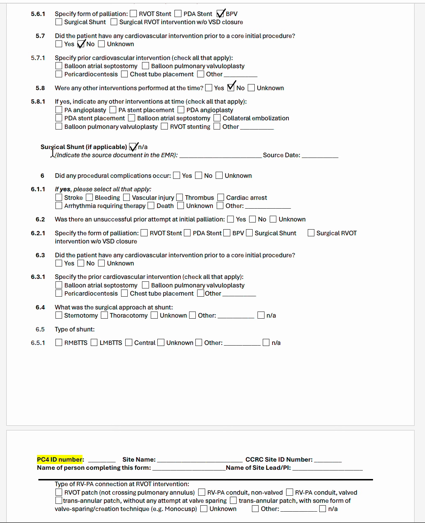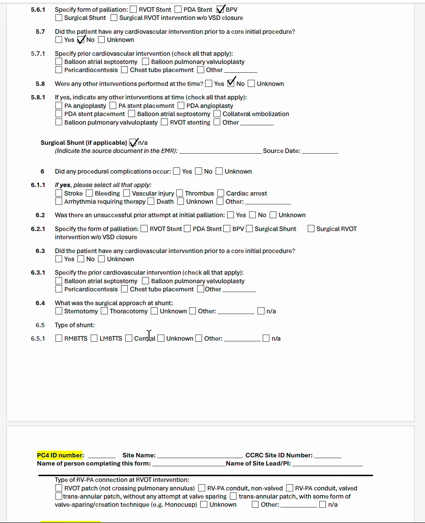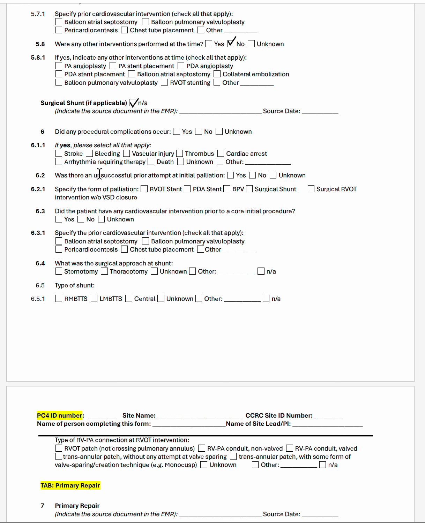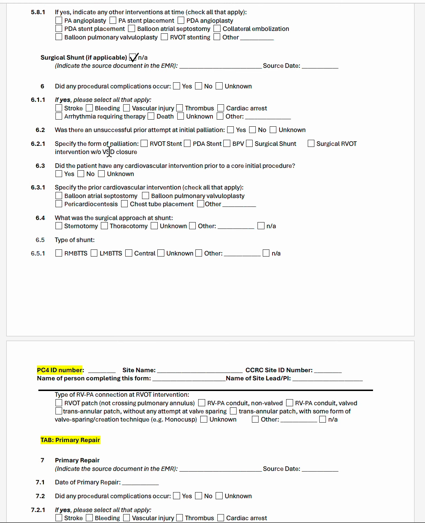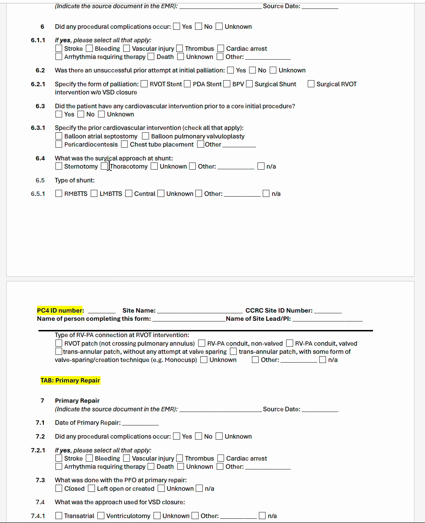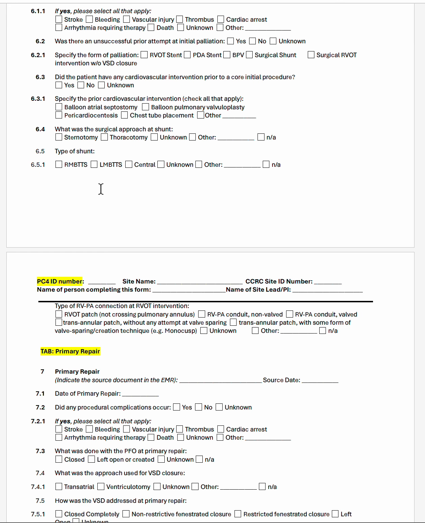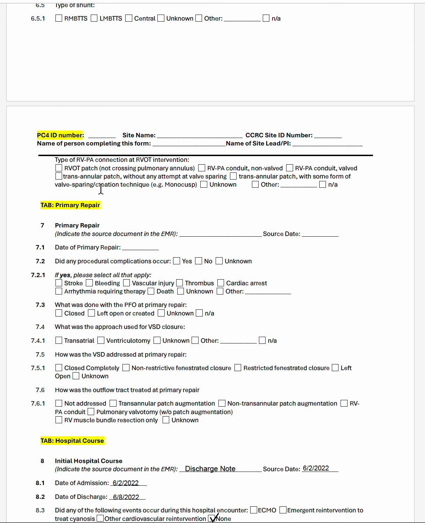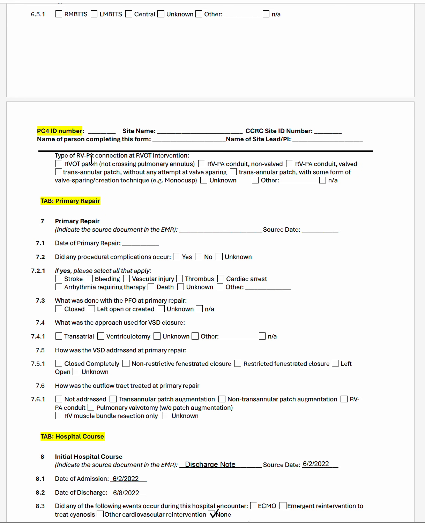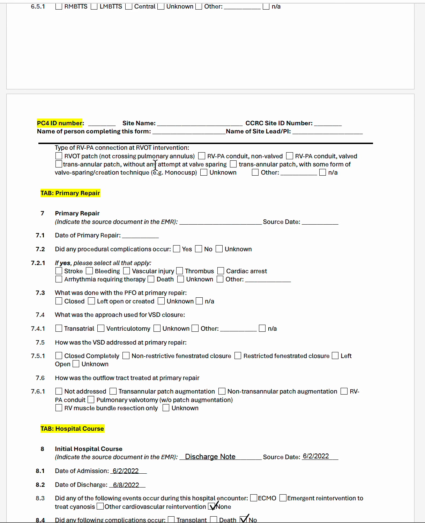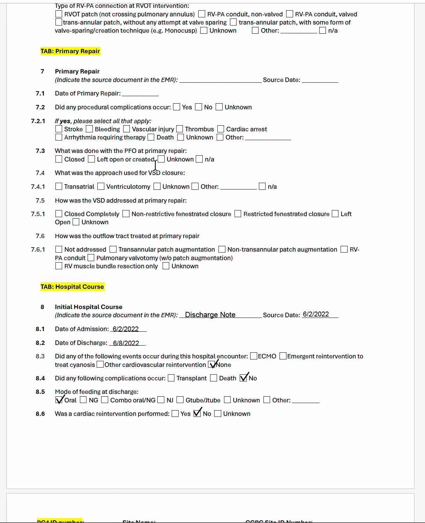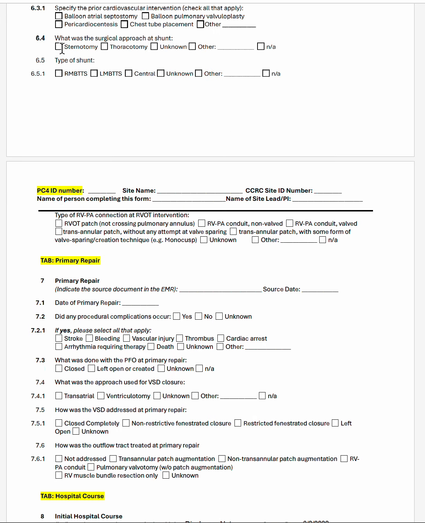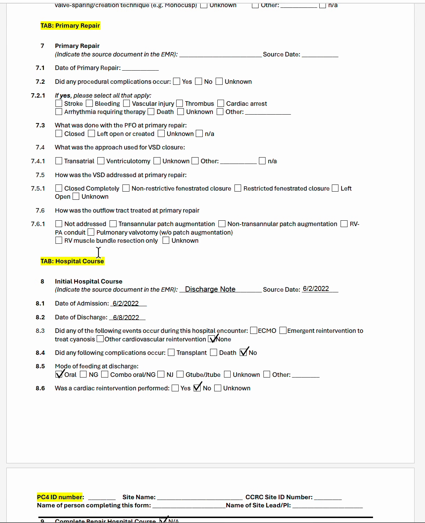If your subject was a surgical shunt, you would go to this area here and answer these questions. Some of them are the same about the complications, unsuccessful prior attempts. The approaches here, we'd like to know about the surgical approach for the shunt, the type of shunt, and the type of right ventricle pulmonary artery connection at RVOT intervention. If your subject had a primary repair, you could skip those and come down to the primary repair tab.